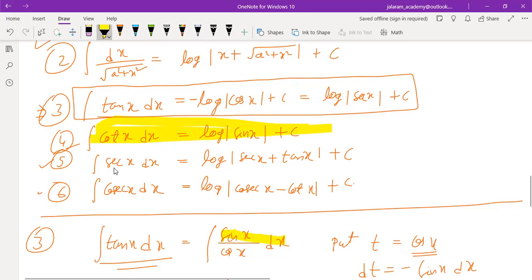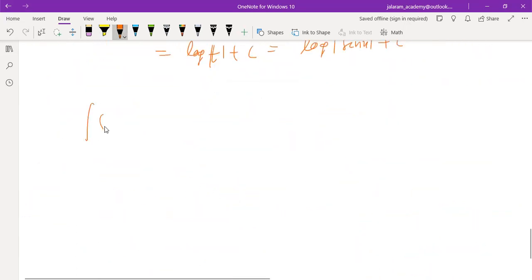Now how to prove this formula of integration of sec x? So let's now discuss that. Integration of sec x dx, formula number 5.